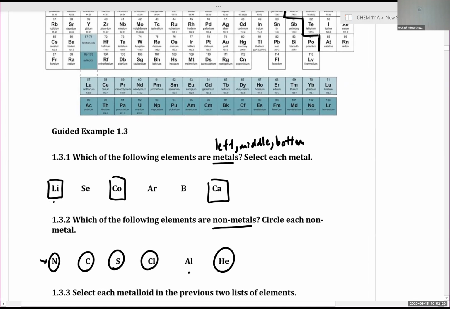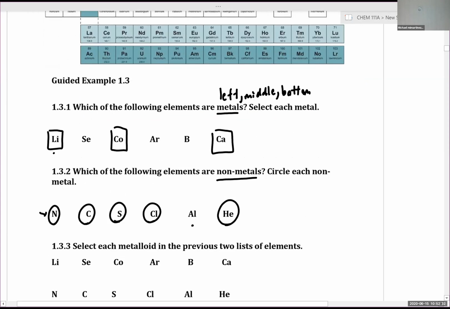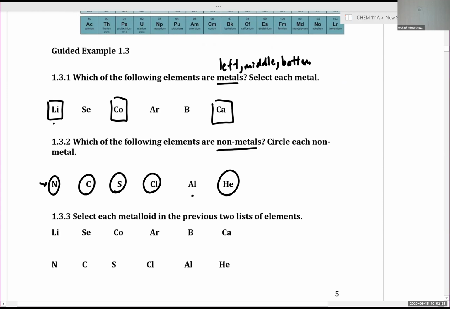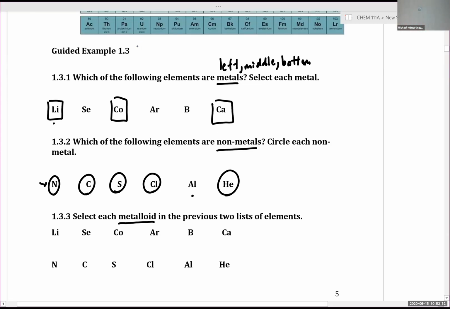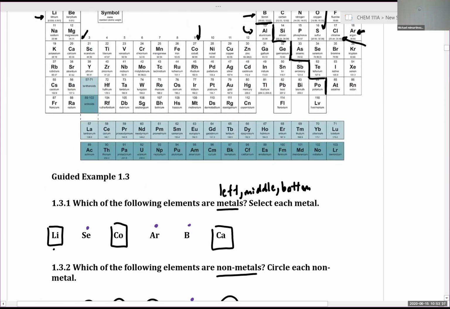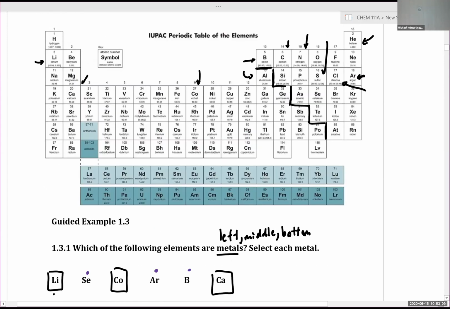So far, so good. Now let's try to answer the next question. From the list, we need to select each metalloid in the previous two lists of elements. If we've already assigned something as a metal or non-metal, we don't have to think too much about whether it's a metalloid. So let's look at all the elements that we have not assigned so far. Selenium. Is selenium a metalloid?